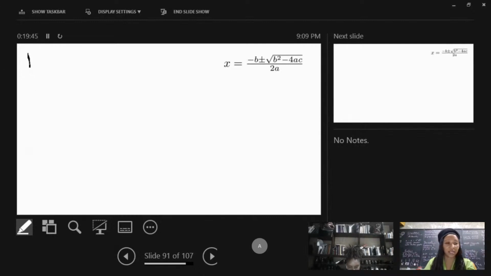So we have 16x equal to negative 48 minus x squared.